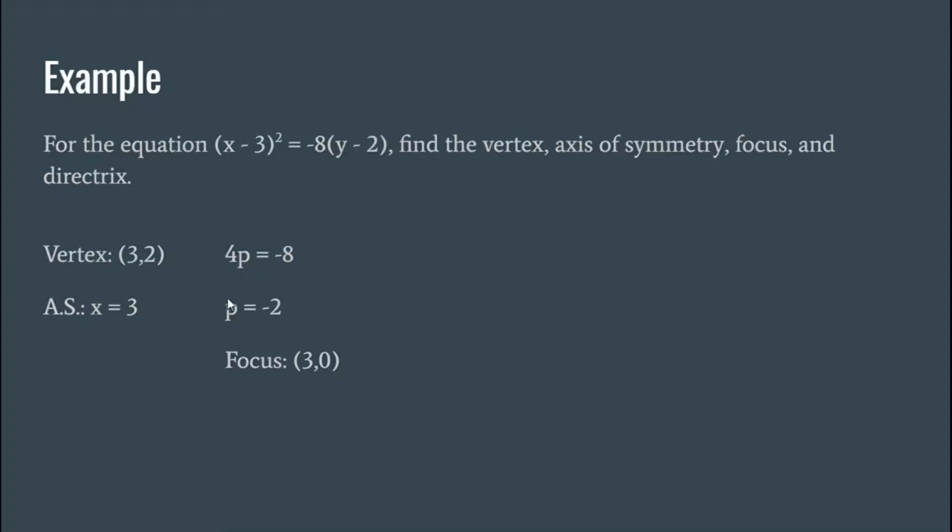Okay, so 2 plus a negative 2, like 2 minus 2. So the focus is (3, 0). And that's inside of the parabola, which means this parabola opens down. Okay, next we'll find the directrix.